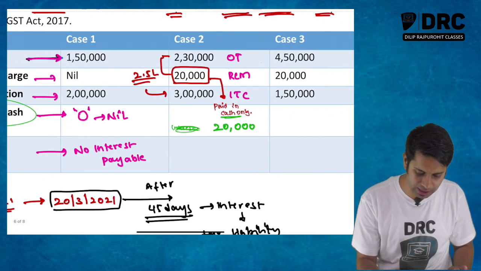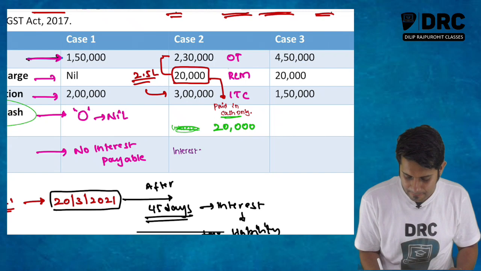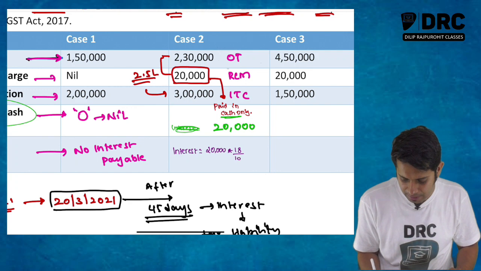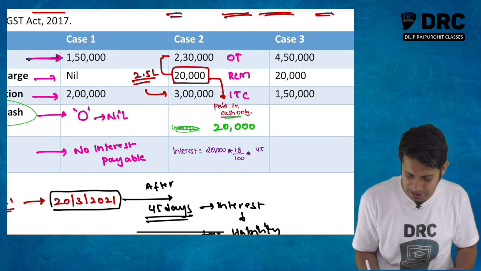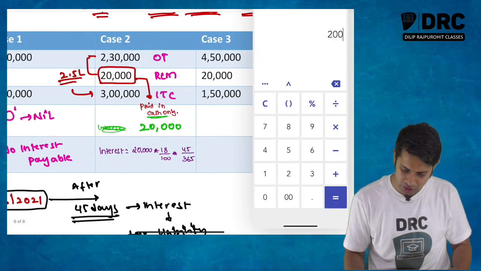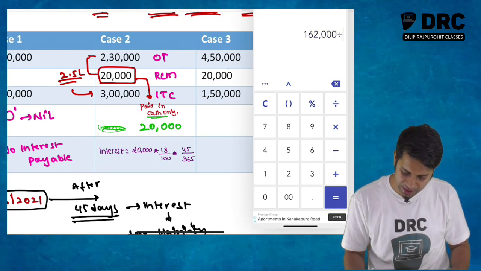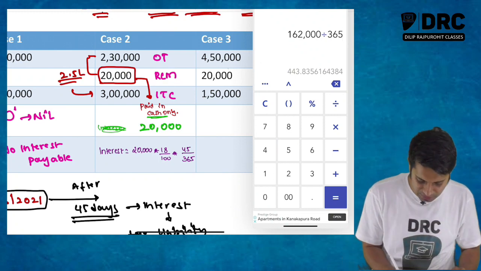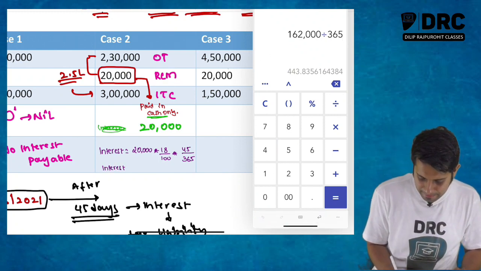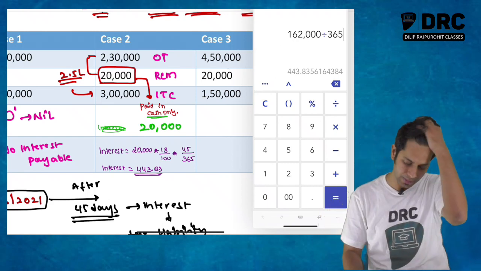So if I ask you what is the interest amount, what will you tell? Sir, interest is equal to 20,000 rupees into 18% into 45 days. In this year we have 365 days. So what is the interest amount? Sir, 20,000 into 18% into 45 divided by 365. Interest which is required to be paid by you is 443.83 rupees. This is the amount of interest which is required to be paid by you.